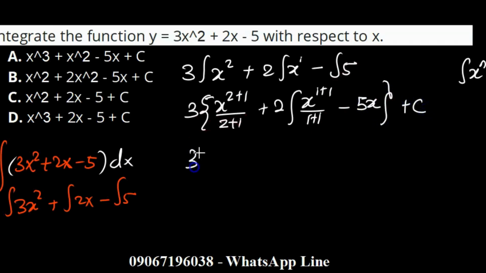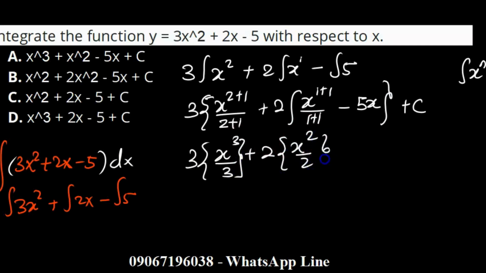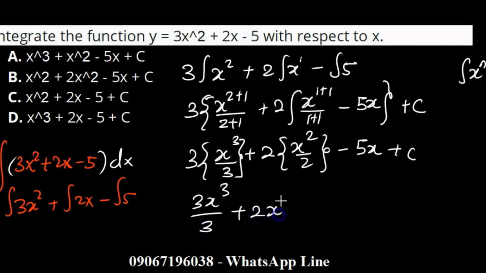So this is going to become 3 into x cubed over 3, plus 2 into x squared over 2, minus 5x plus c. Finally, we're going to get 3x cubed over 3 plus 2x squared over 2 minus 5x plus c. This is the integral of the question. Now, this is the solution to this question.